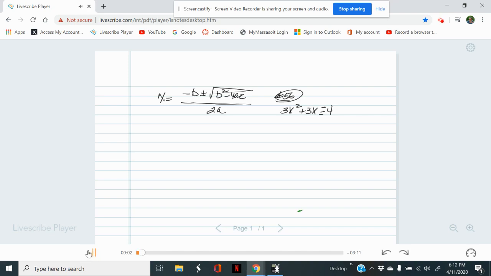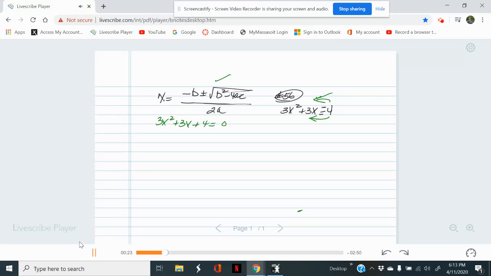Okay, number 56. Wrote down the quadratic equation. There's the actual example. As in the previous cases, we got to get all the terms on the same side of the equation. So I need to write this as 3x squared plus 3x. Bring the negative 4 over as a positive.